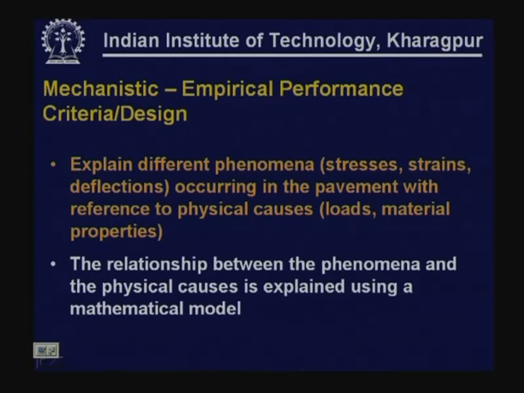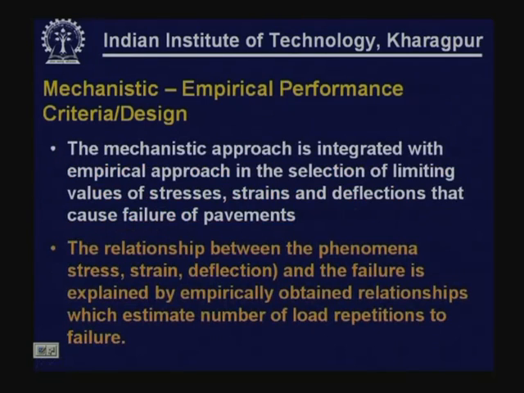So the relationship between the phenomena, stresses, strains and deflections, and the physical causes, loads and material properties, is explained using a mathematical or theoretical model. Normally, the mechanistic approach is integrated with the empirical approach, because the empirical approach is nothing but observing performance that we try to correlate with some design parameters. But in the mechanistic approach, the design parameters are selected in such a way that they represent the mechanistic behavior of the pavement materials and the pavement as a whole. So the performance is going to be correlated to mechanistic parameters which can explain the mechanistic behavior of the pavement.